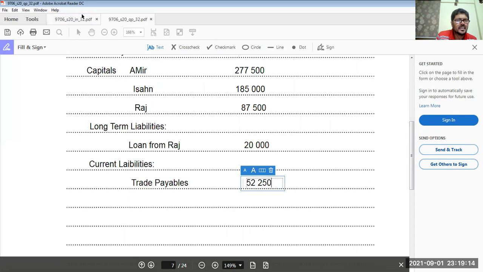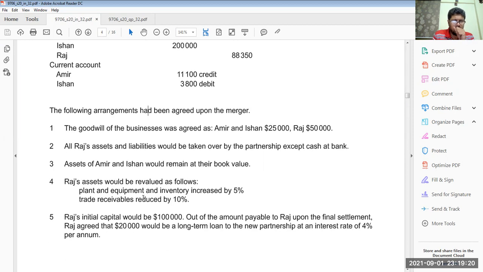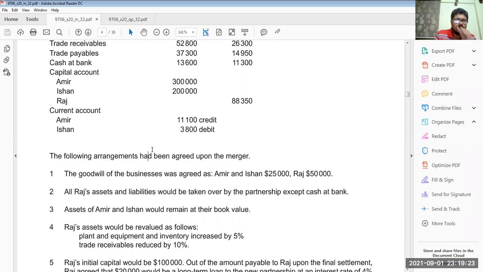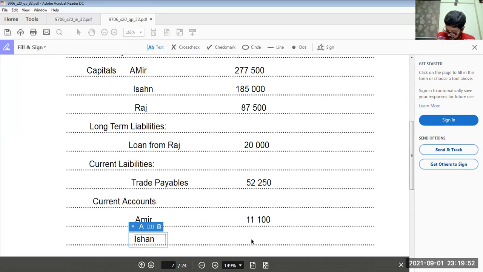Is everything done? Cash, bank, capital accounts. Oh, current accounts are left. Now current accounts. We have only two current accounts. Ahmed's current account is 11,100 and it's positive. But Ishan's current account is debit or negative. Ishan's current account is debit 6,800.